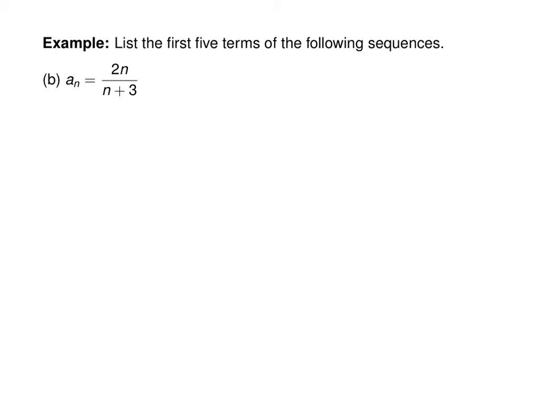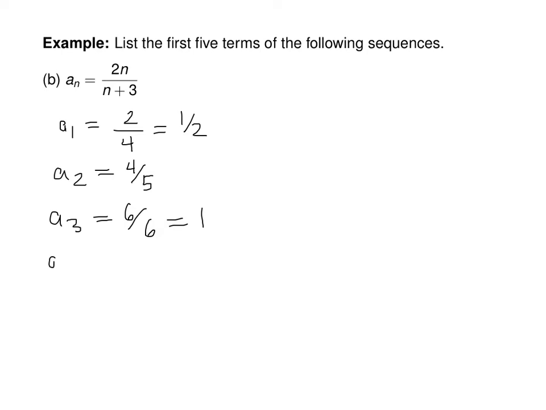In this sequence, our terms are given by 2n over n plus 3. So A1 will equal 2 over 4, or 1/2. A2 will equal 4 over 5. A3 will equal 2 times 3 is 6. 3 plus 3 is 6, so 6 over 6 is 1. A4 will equal 8 over 7. A5 is equal to 10 over 8, which reduces to 5/4.